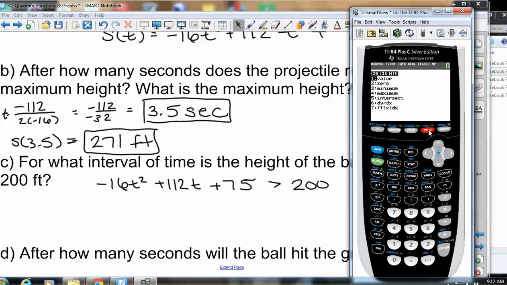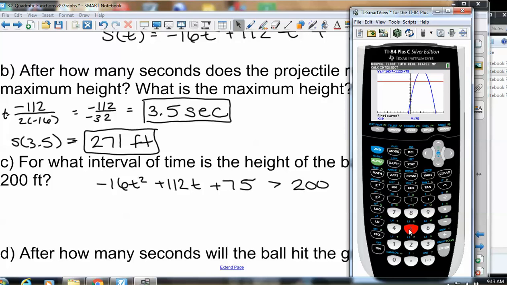Second trace. If you want to find the point where two graphs meet, what is that called? Look at your list of options. Which one do you think it is? Intersect. So number 5. So second trace, number 5. Everybody there?